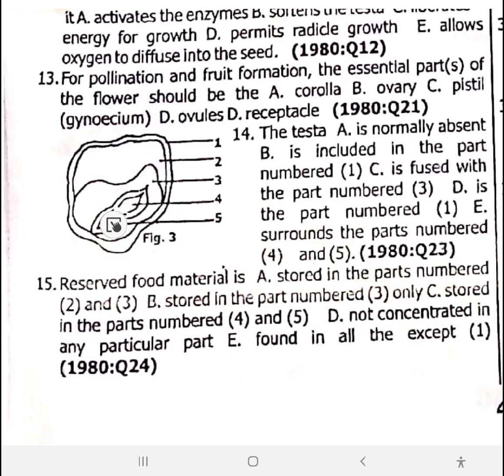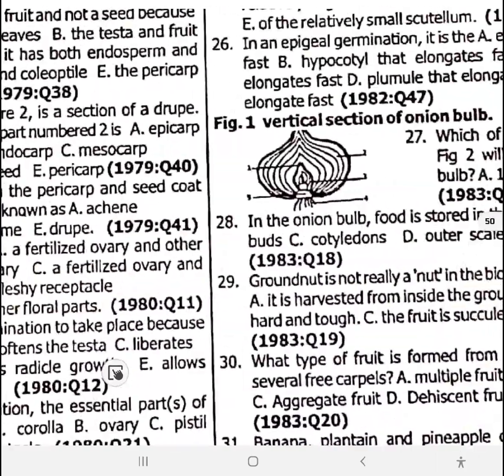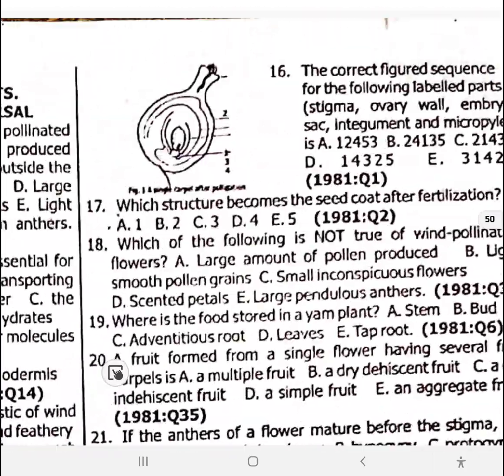Then this 4 is called the plumule, and the 5 is called the radicle. You can see this one would grow down into the ground, while this plumule will grow up into the air or the atmosphere. So that's that for that. Next question, number 16.